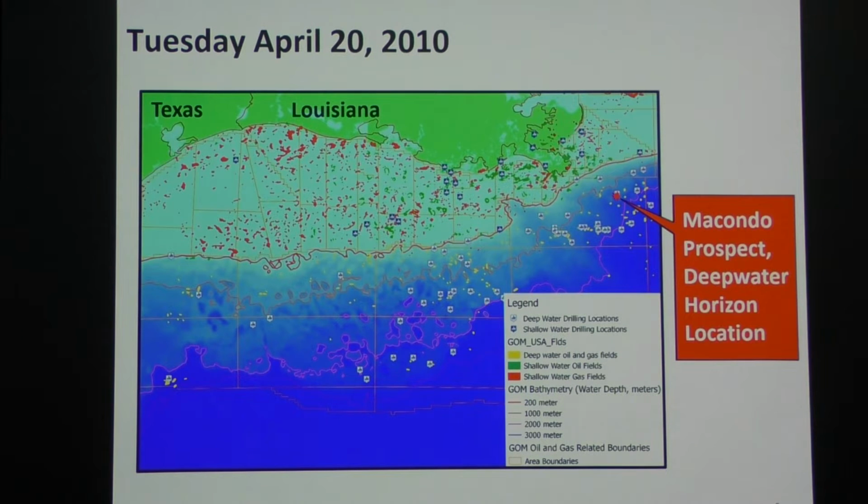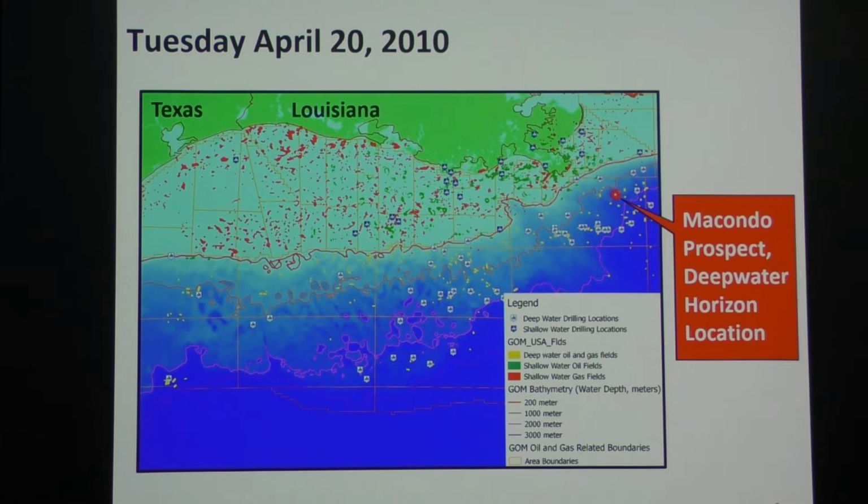This is a blow-up of the map where Macondo was located. So this is Texas coastline, Louisiana coastline. This is the Gulf of Mexico shelf, as I mentioned. So this red line is a 600-foot water depth contour. All the red blobs in here are oil fields or gas fields. All the green blobs are oil fields, and these other symbols are drilling locations. And then you get into the deep water. This is where Macondo was in 5,000 feet of water.